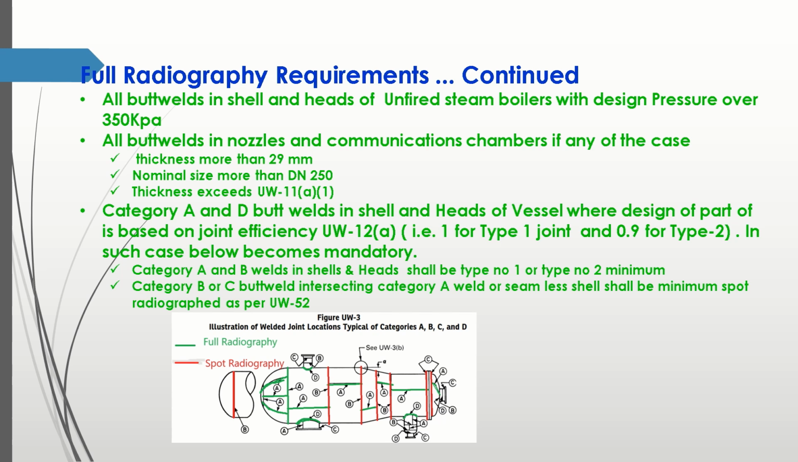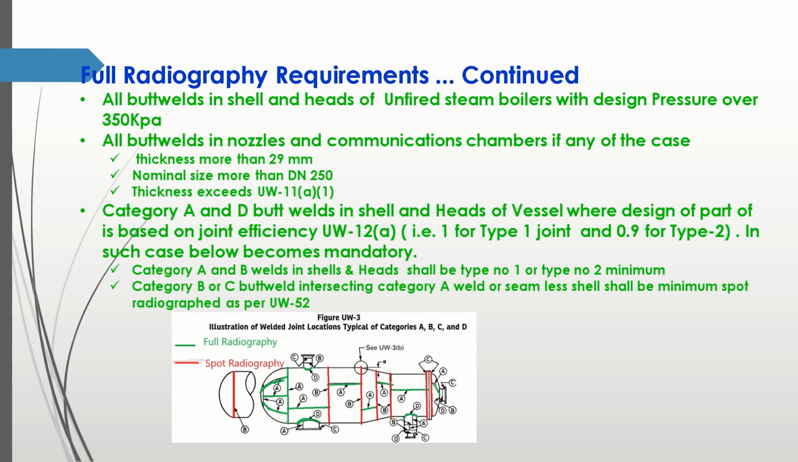Okay, so then next, suppose full radiography is not required, but yet your design is based on joint efficiency 1 or 0.9, then in that case you have to do the mandatory radiography for category A and D butt welds.